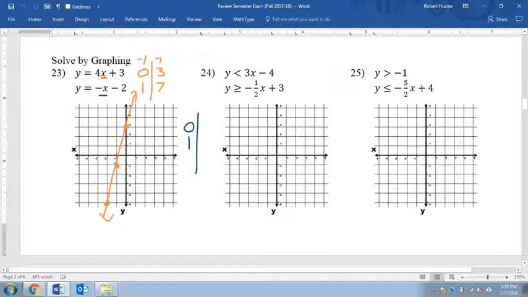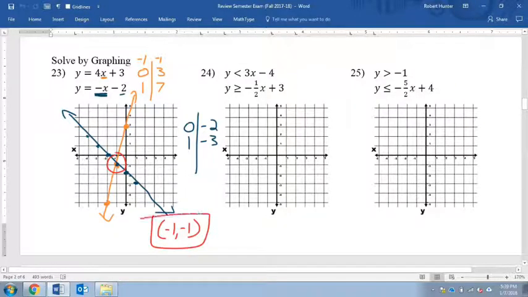0 times negative 1 is 0. Minus 2 is negative 2. 1 times negative 1 is negative 1. Negative 1 minus 2 is negative 3. So I got 0, negative 2 and 1, negative 3. And if I follow that pattern on out, you'll see, oh, we've actually already found it, because we just followed that pattern out. It goes across just like that. And they intersect right there at negative 1, negative 1. That's your solution.